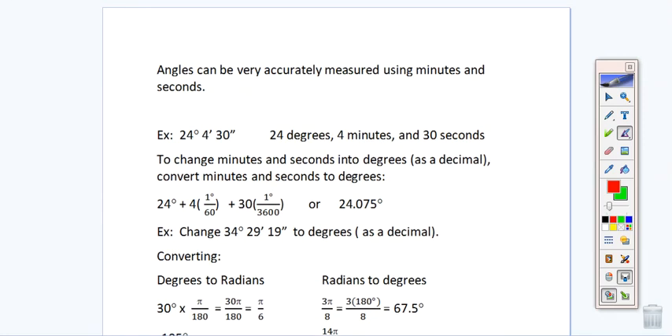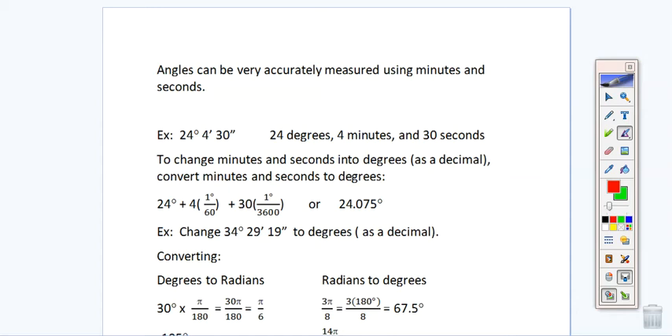Very top of the second page, it says angles can be very accurately measured using minutes and seconds. So as an example right here, you would read this as 24 degrees, 4 minutes and 30 seconds. A lot of times, how many of you ever watched a movie that has a ship out at sea? And they're always talking, we're moving at path 24 degrees, 5 minutes, 22 seconds. Have you heard stuff like that in movies? That's how they talk when they're out at sea, okay? If you ever had any thoughts about going into the Navy, they would want you to make sure you knew this, okay?